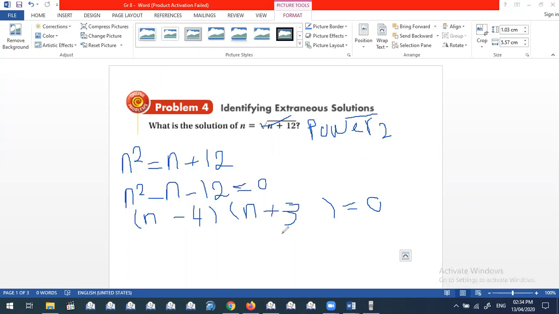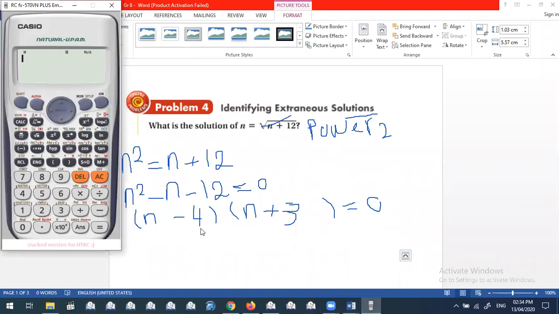And you can use your calculator like that. Let's check by using the calculator. As I told you before, press shift mode, then mode, equations, number 3. Let's insert our data: 1 equals, negative 1 equals, negative 12 equals.